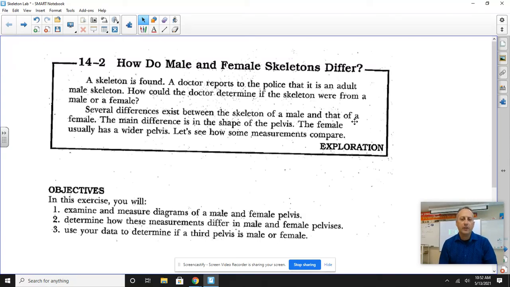All right, hello, just a little video to help you out with the skeleton lab, which compares and contrasts how male and female skeletons differ. So I'll read through it for you here.